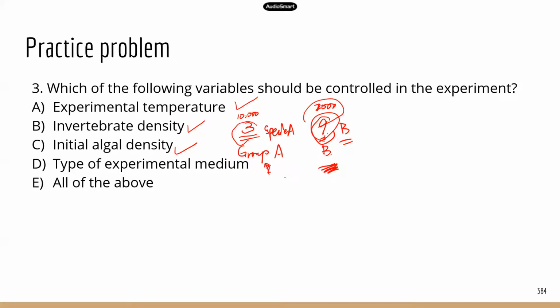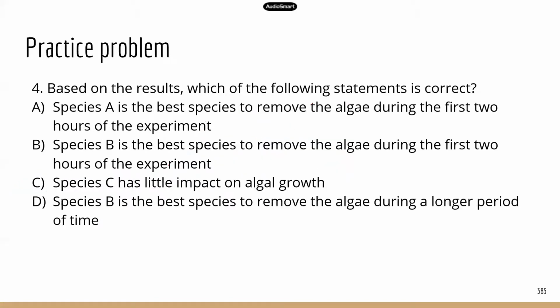D, type of experimental medium. Yes, because different media may affect algal growth, right? The algae may prefer certain media and they will grow faster. So you need to make sure that all the treatments receive the same media so that you know that the media is not going to affect your experimental results. So the correct answer is E.